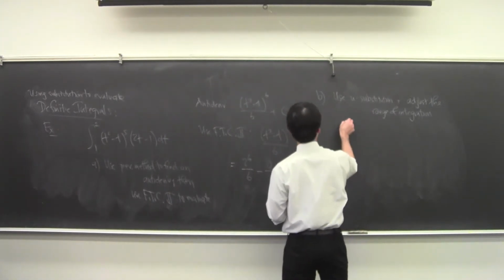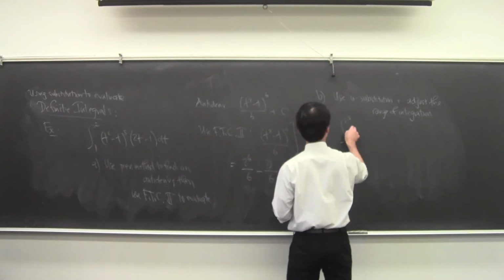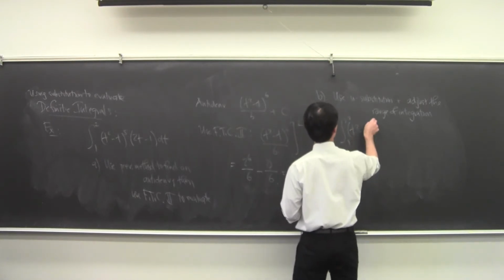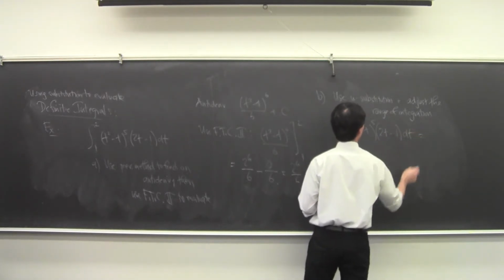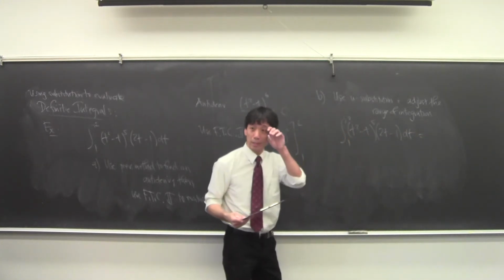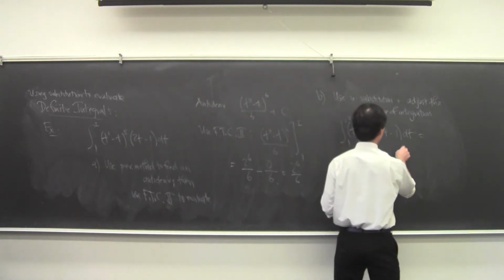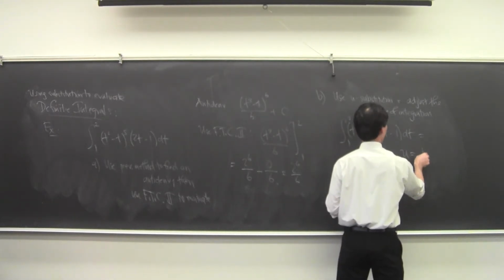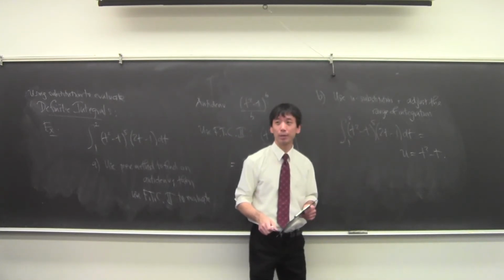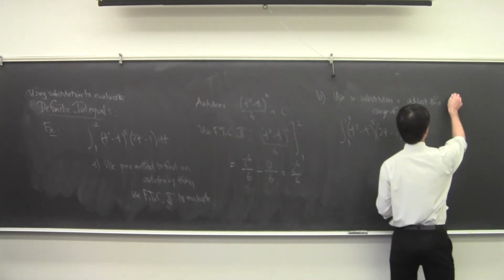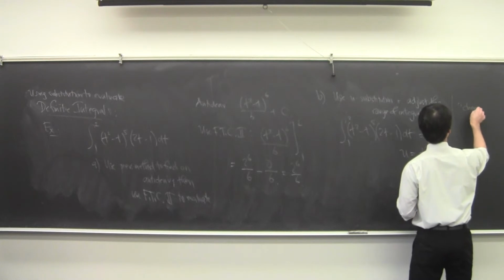So you take your integral from 1 to 2 of (t squared minus t) to the 5th times (2t minus 1) dt, right? And you say, okay, I'm going to switch my variable. I'm going to let u be my new variable, where u is t squared minus t. This is what's called a change of variables.